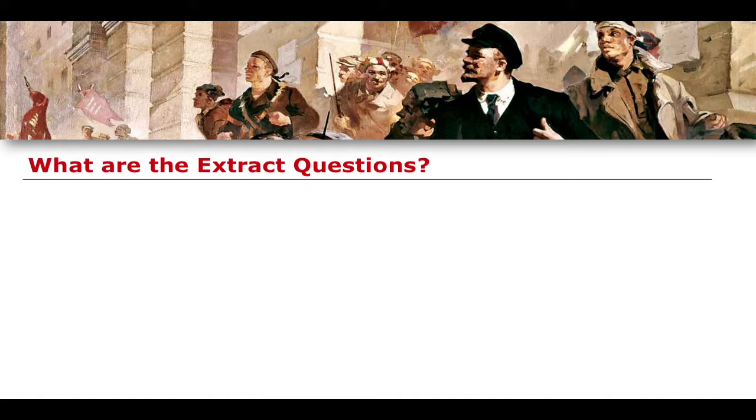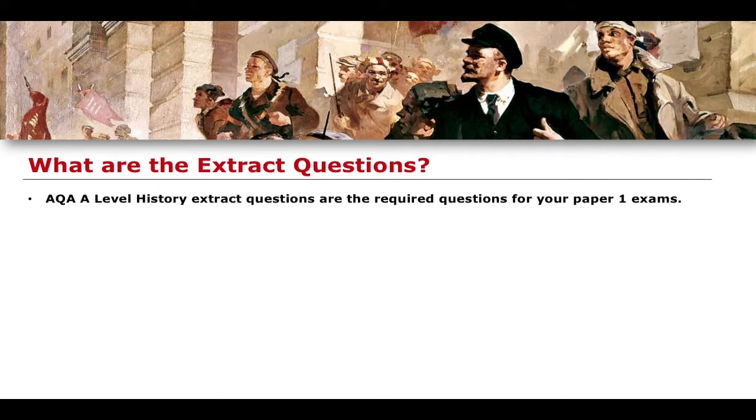So let's begin then. What are the extract questions? Well, these are the questions which are the required questions for your Paper 1 exams. So when you do AQA A-level history, you will do 2 exams, and then there'll be a piece of coursework which is not relevant to this conversation at the moment. You'll have 2 exams, okay? You have Paper 1, which is often at the end of May, and then Paper 2, which is often a week later in June. Paper 1 is your breadth paper.